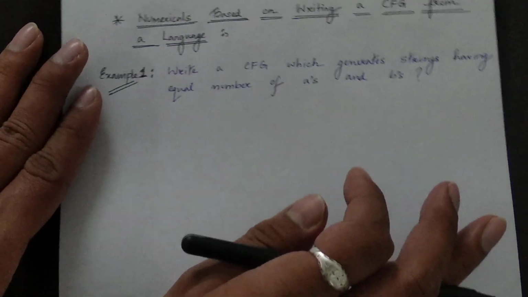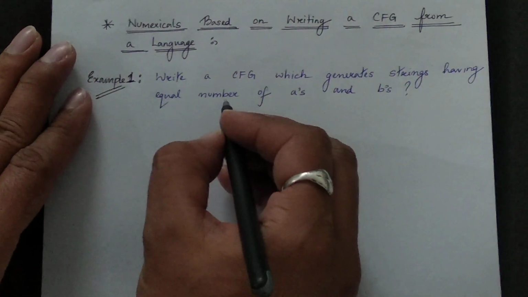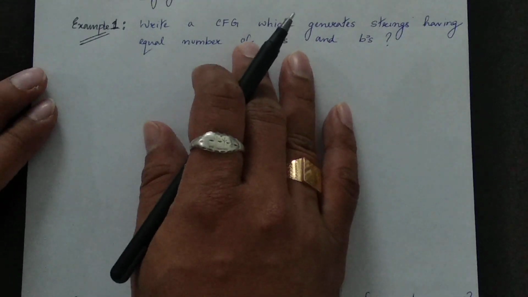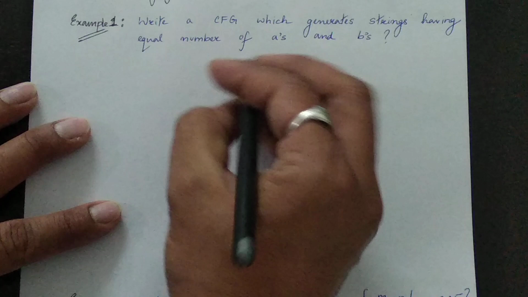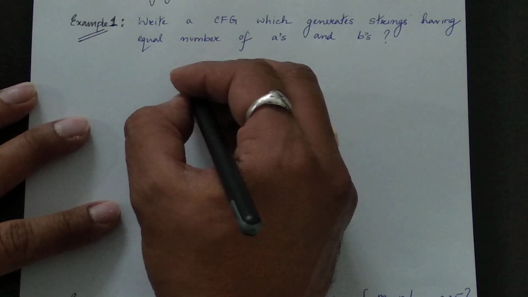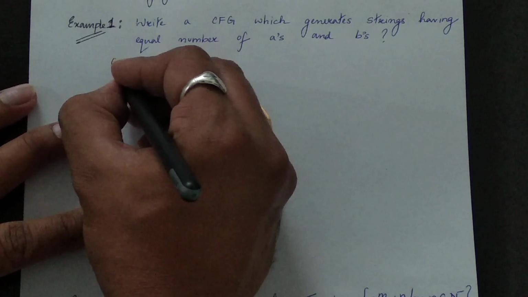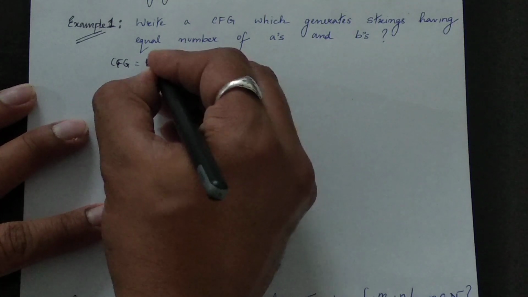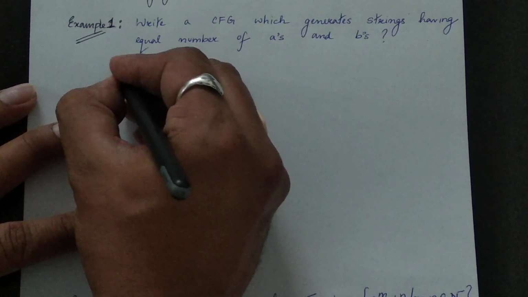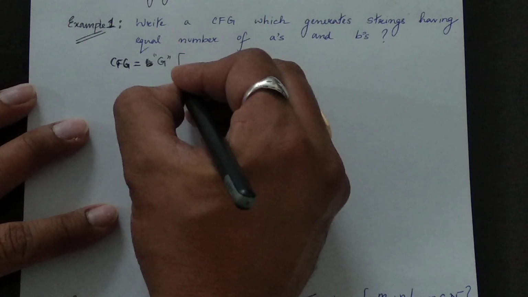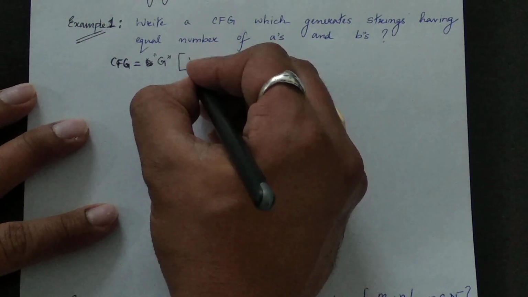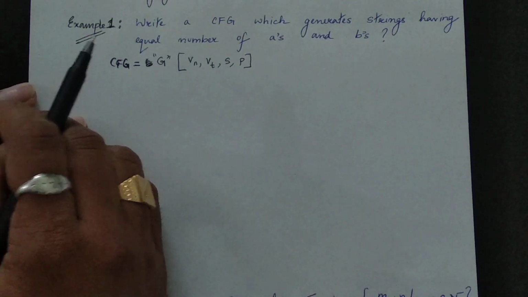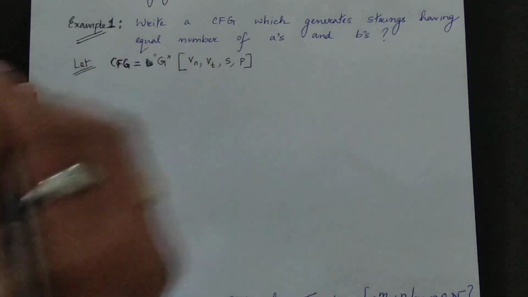The first question says: write a CFG which generates strings having an equal number of A's and B's. If they are asking for an equal number of A's and B's, I first have to assume that the CFG is capital letter G, and G is defined by how many tuples? Four tuples: VN, VT, S and P. This is my assumption.